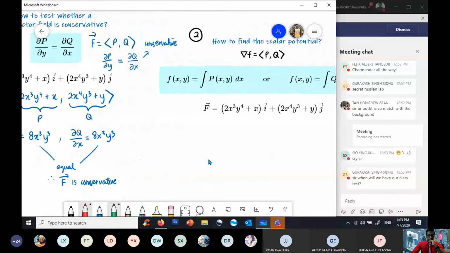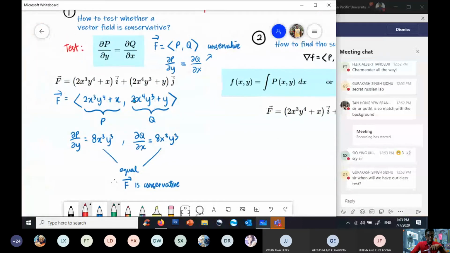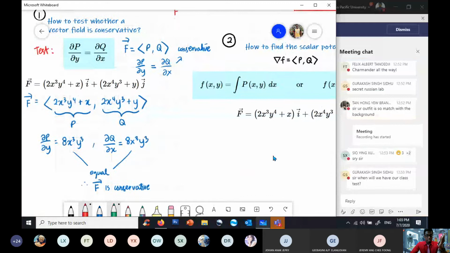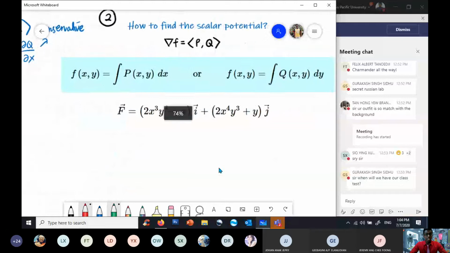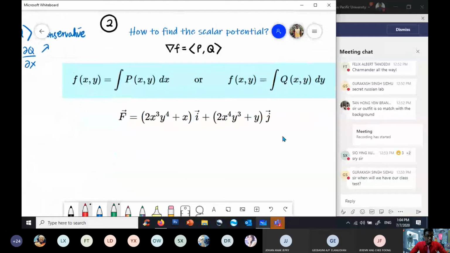Okay. Now, we already concluded it's the same vector field, in case you're wondering. It's the same vector here and here. I use the same example. We have already determined that it is conservative. Now, because it is conservative, you should be able to find what is called the scalar potential.